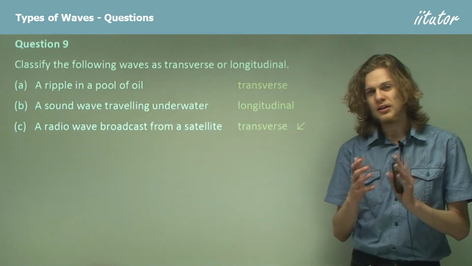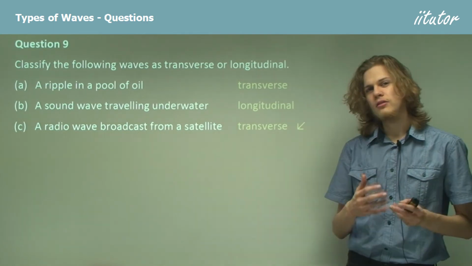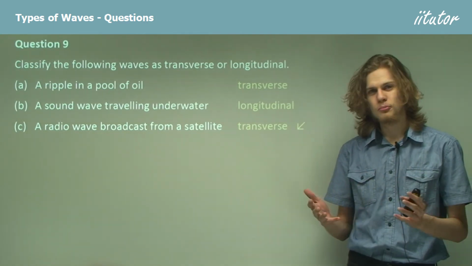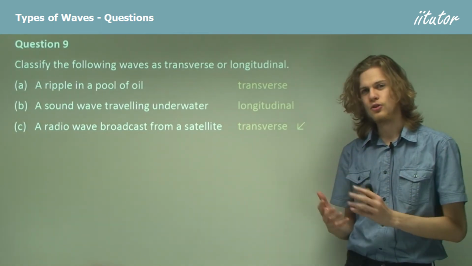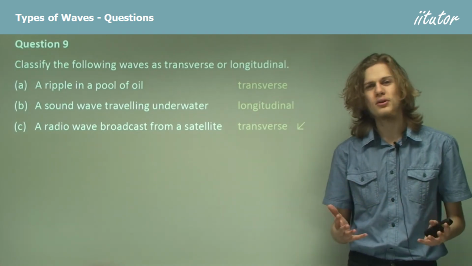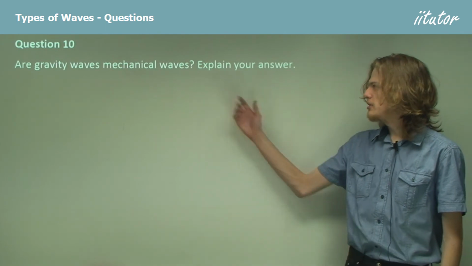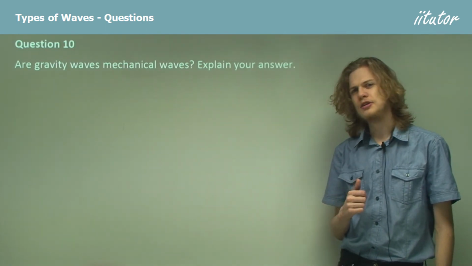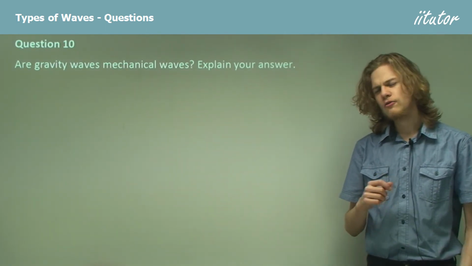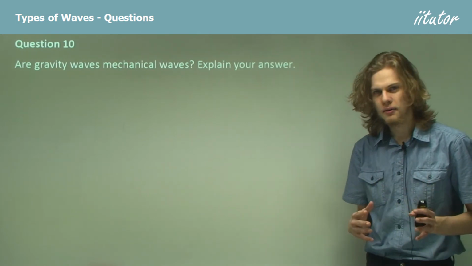So in an electromagnetic wave, like a radio wave, the electric field that causes the wave to propagate is transverse to the wave's motion, that is, perpendicular. Finally, question 10. Are gravity waves mechanical waves? Explain your answer.